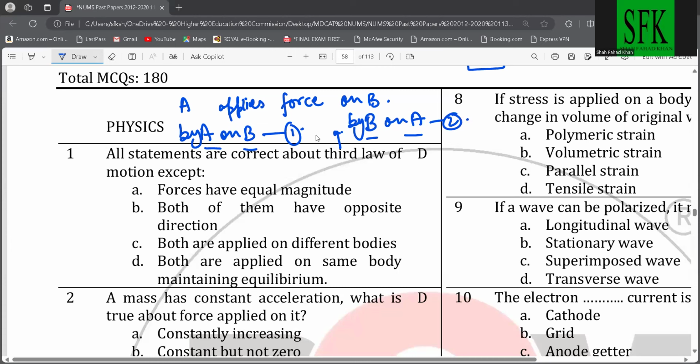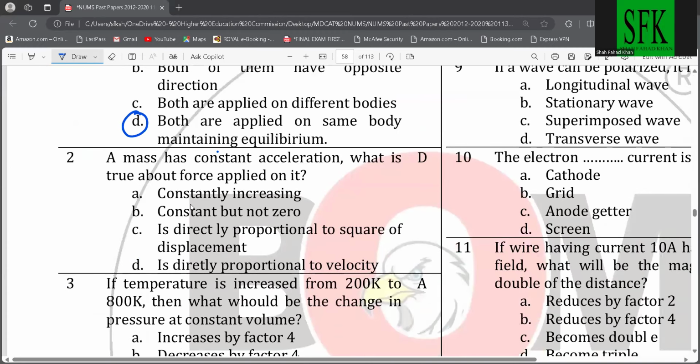And remember one thing, these two forces are never in equilibrium, okay? They never balance each other out. They're always in the opposite direction, but they will never balance out, because they are being applied on different objects. They are not applied on the same body, they are applied on different bodies. And they're asking us which statement is not correct. So this one, option D, is not correct, because the Newton third law forces are not applied on the same body to maintain equilibrium. They are applied on different bodies and they do not maintain equilibrium.